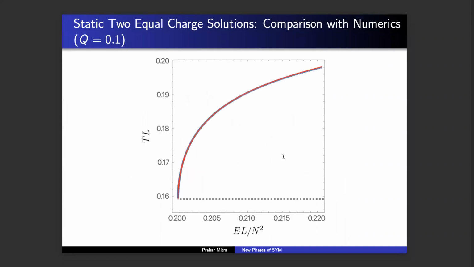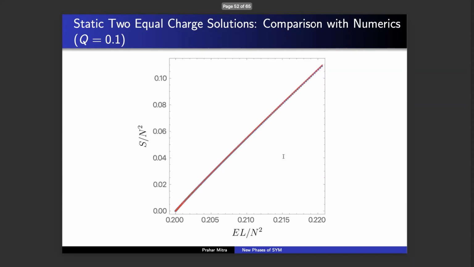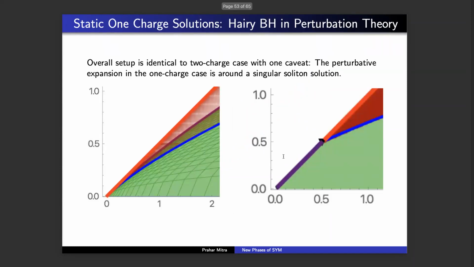Here are some graphs showing you how the analytic construction matches the numerics. The numerics are the blue dots, and the analytic stuff is the red line. So the chemical potential as a function of energy. You see deviations for large values of energies, which is expected. Entropy as a function of energy also matches really well. And so everything I showed you was with the 2-charge case, but the 1-charge case is exactly identical.